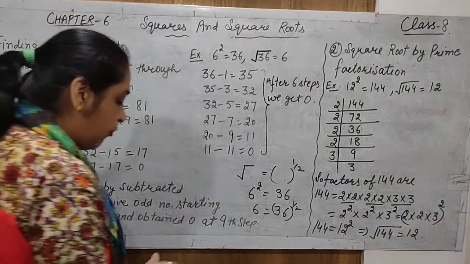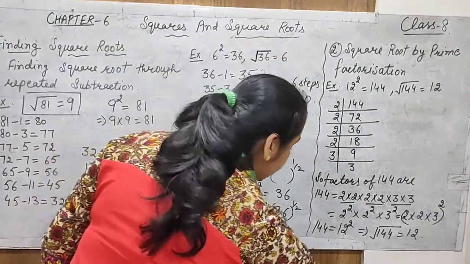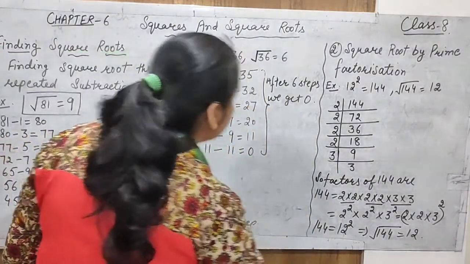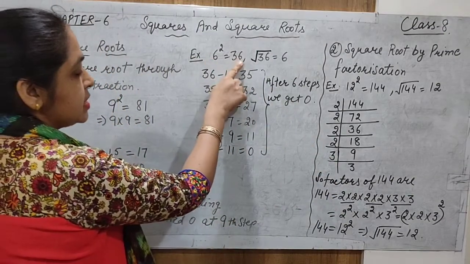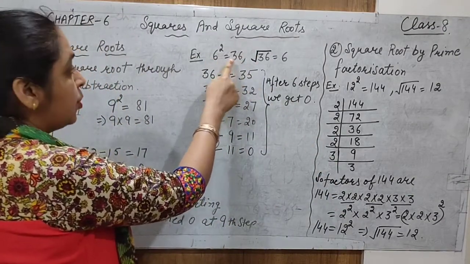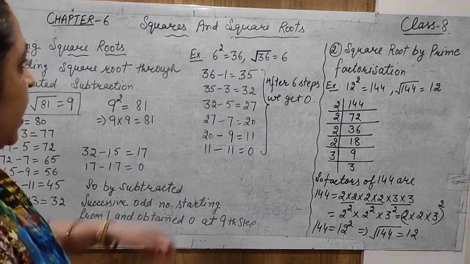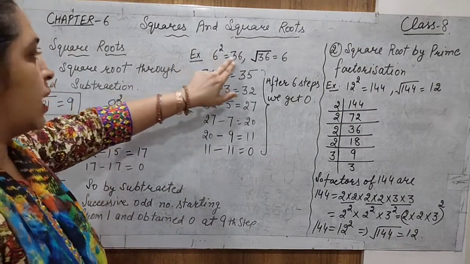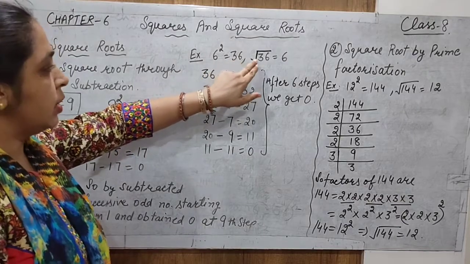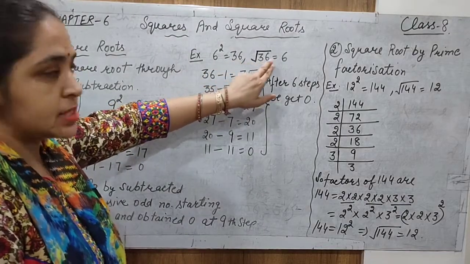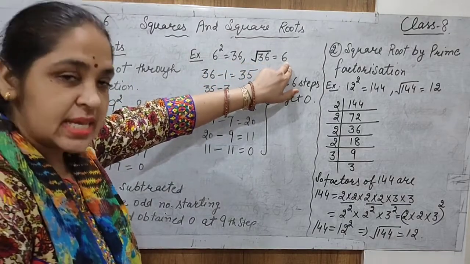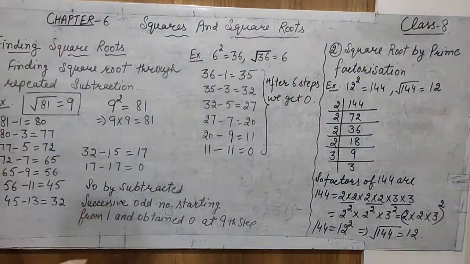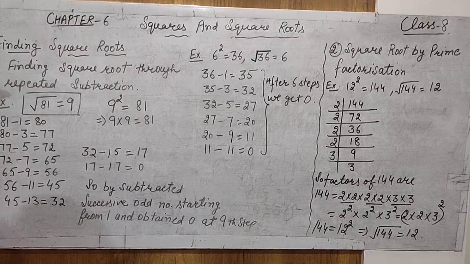So the square of any number is the vice versa of the square root. The square of 6 is 36, then the square root of 36 is equal to 6. In the first case, the question is 6 and the answer is 36. Now in this case, the question is 36 but the answer is 6. Square and square root.